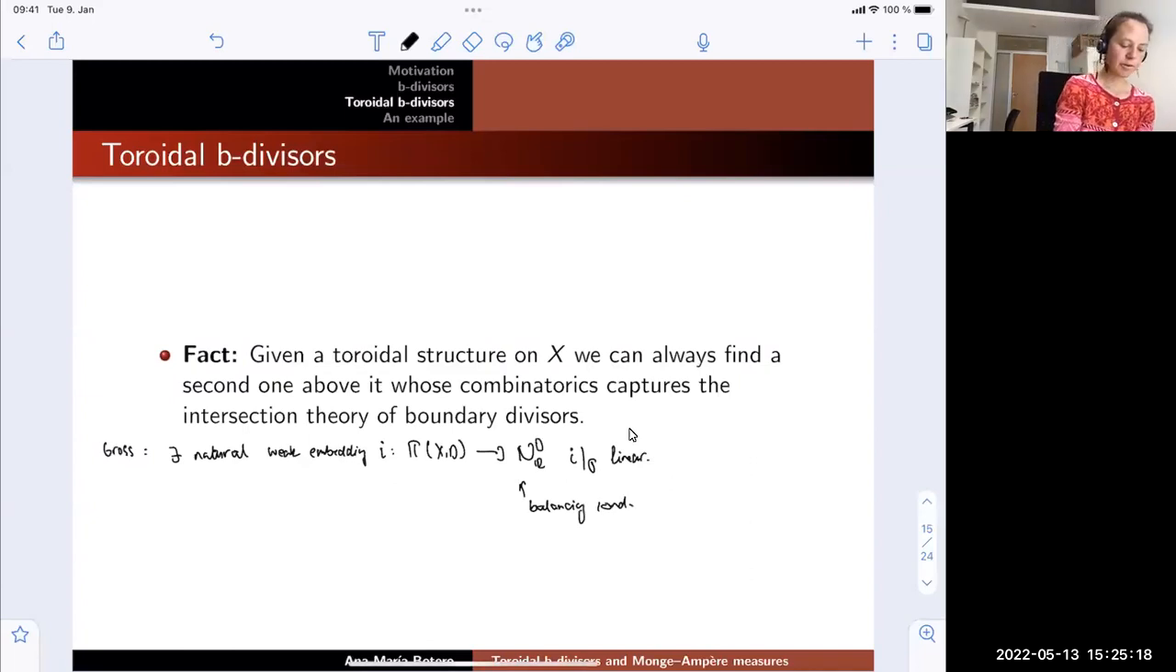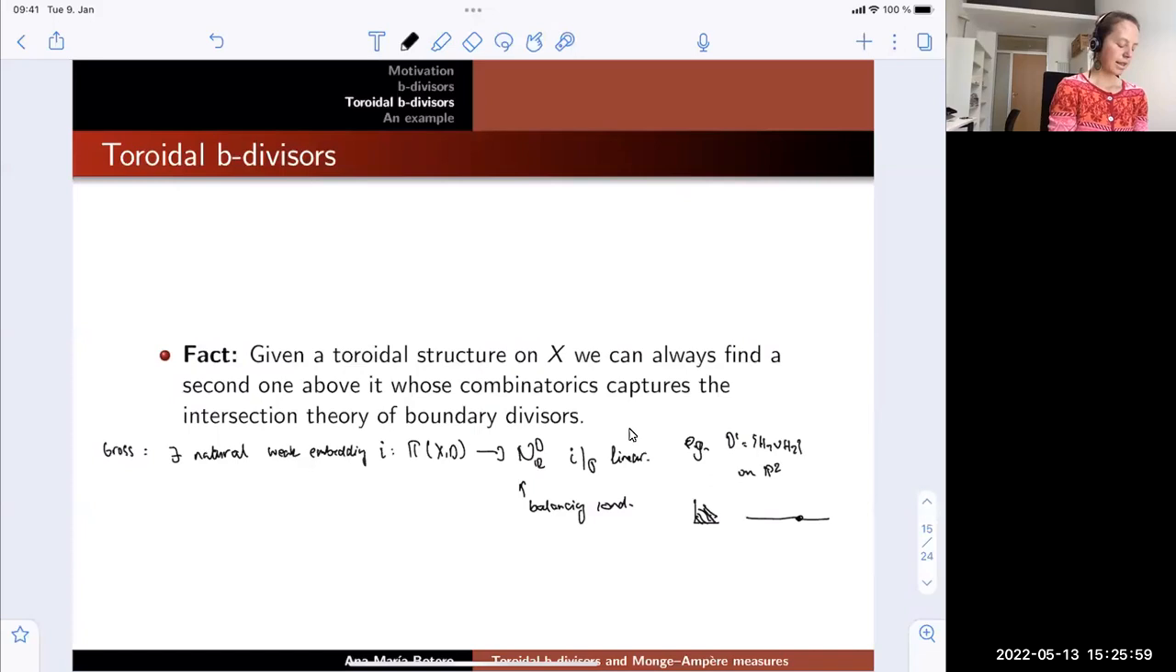Okay, but now, for example, in the example we had before, with the toroidal structure given by the two hyperplanes on P2, this weak embedding looks like this. There is not enough information. This vector space is just the real line. So you're losing a lot of information. You're not recovering the whole information you need in order to have the information about the intersection theory.